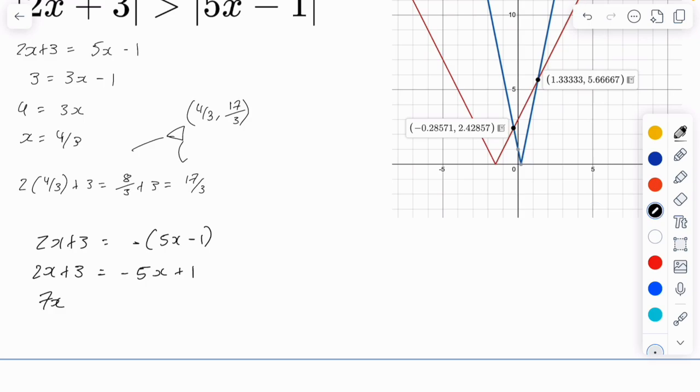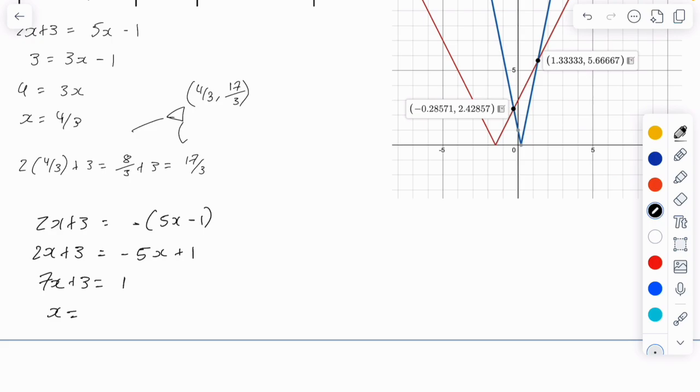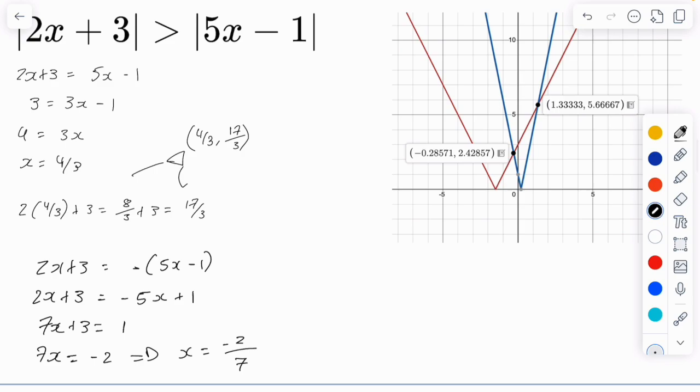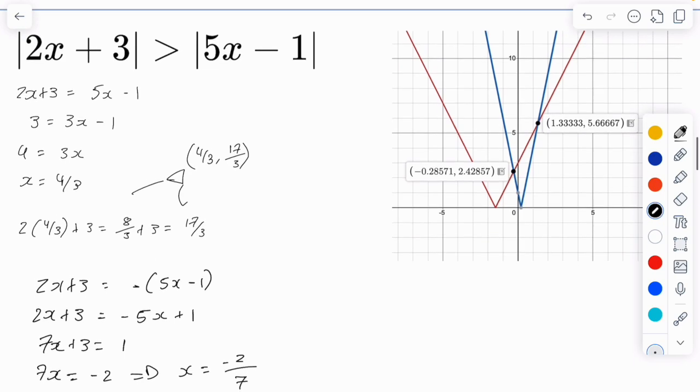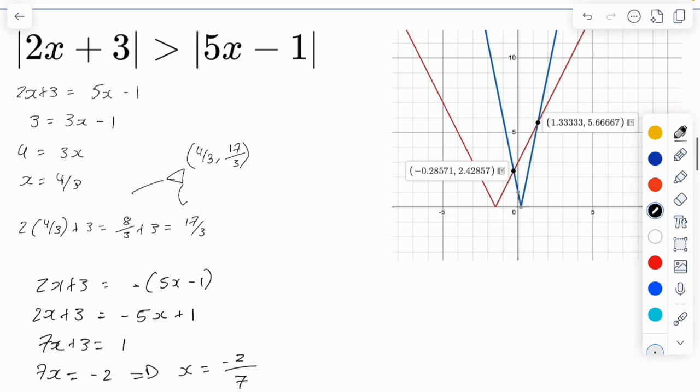That's going to give us 7x plus 3 is equal to 1. And that's going to give us 7x minus 2, okay, x is equal to minus 2 over 7. If I just quickly check that, that's correct, yes. And so if we plug in x equals minus 2 over 7 into the positive variance, 2x plus 3, we should get the answer for y here.